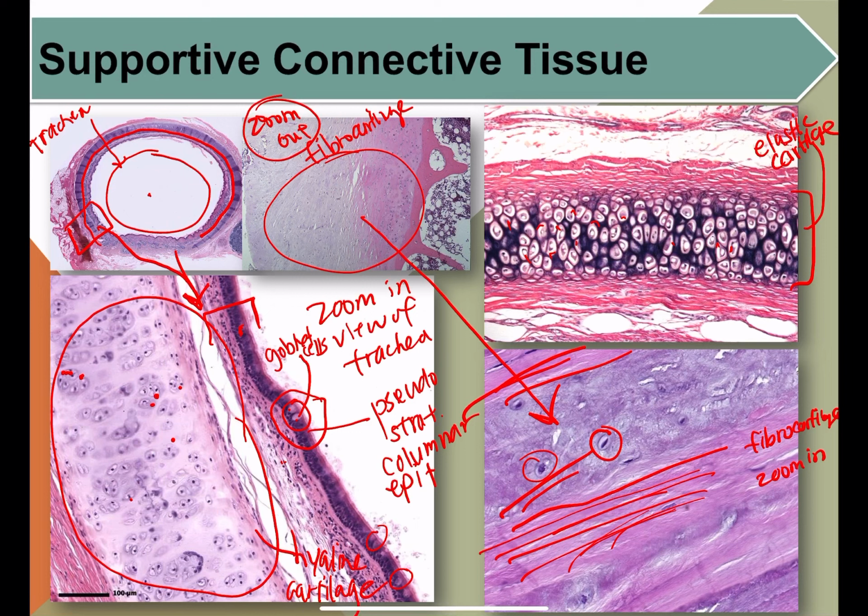So now you can distinguish the difference between these three types of supportive connective tissue. The type of all three is supportive connective tissue, and the specific kinds are hyaline cartilage within the trachea, elastic cartilage, for example, in the ear flaps or epiglottis, and then fibrocartilage in the intervertebral disc. Those are the three types of supportive connective tissue.